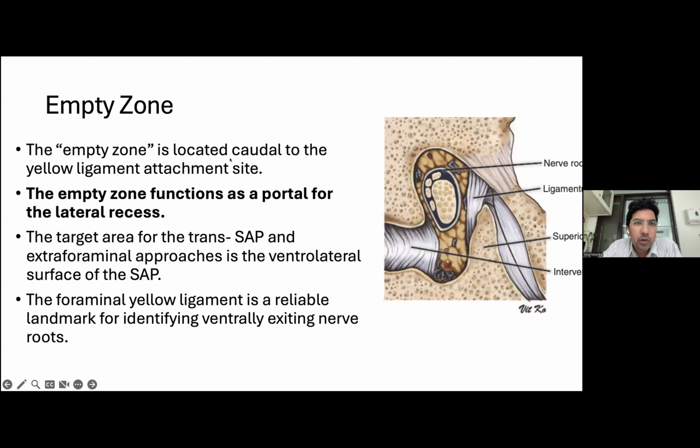The empty zone is located caudal to the yellow ligament attachment. It is below the nerve root, and it functions as a portal for the lateral recess while approaching from the transforaminal region to decompress the lateral recess, or going through the superior articular process, the trans-SAP approach.